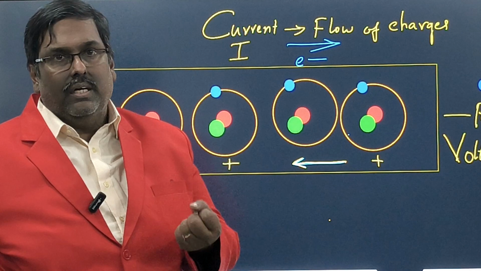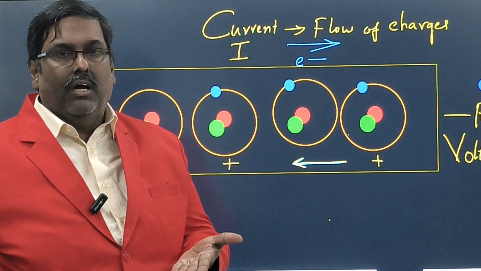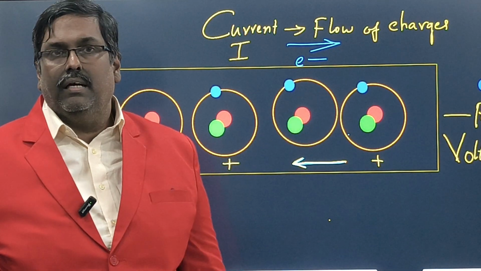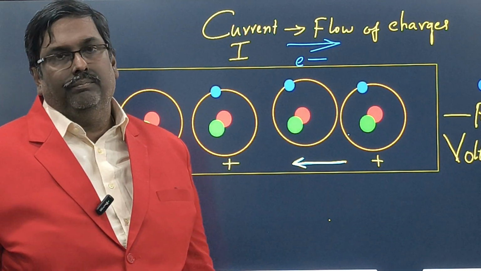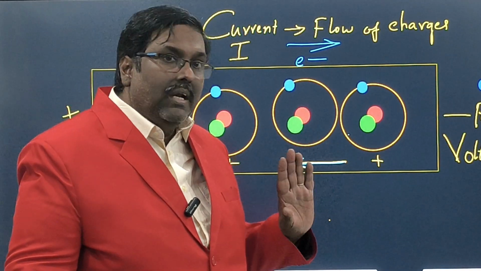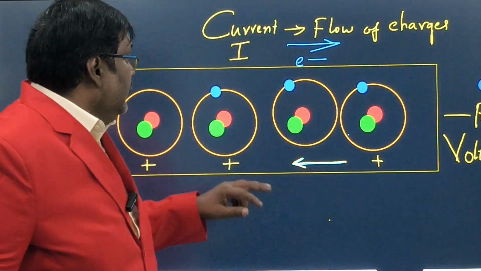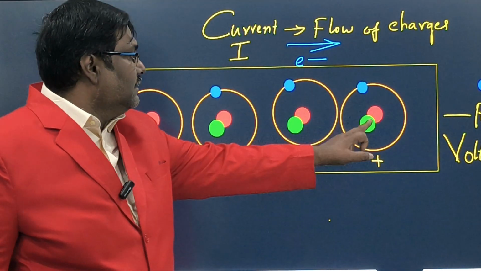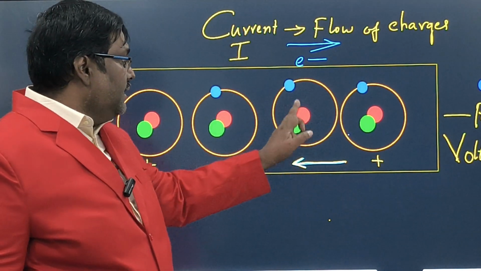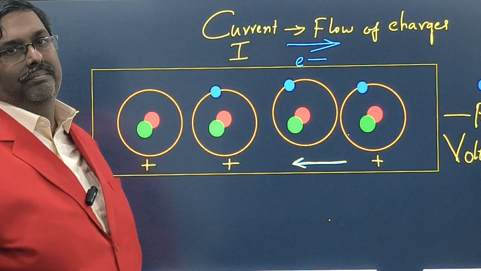Now you understand: the force applied to pull the electron is known as voltage, and its unit is volt. We call it volt, and V is the letter that represents it. Volt is only the force; it is not doing any work. The work is done by these positive charges, that means the current. This current is going in this direction, and this current is going to do the work.